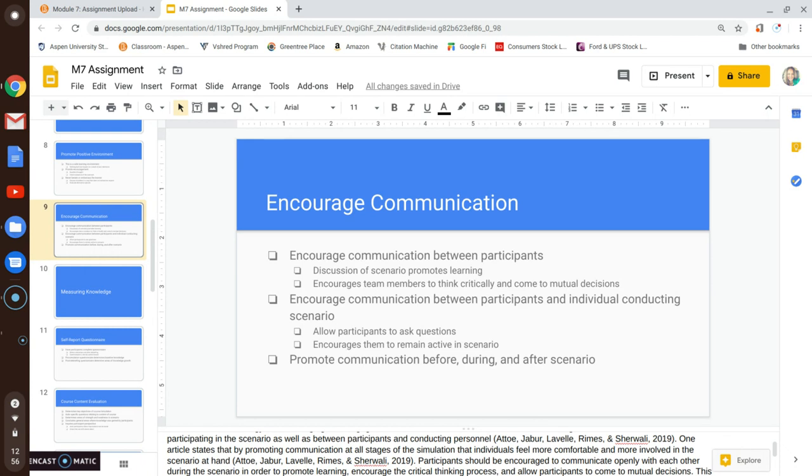Participants should be encouraged to communicate openly with each other during the scenario in order to promote learning, encourage the critical thinking process, and allow participants to come to mutual decisions. This promotes a sense of involvement and engagement in the scenario being presented. It is also important to encourage communication between the participants and the individual conducting the scenario so that the participants may ask clarifying questions and develop a more real sense of the involvement in the scenario.